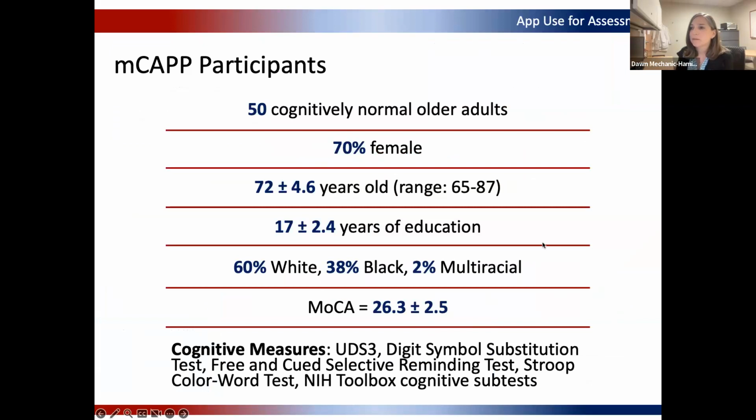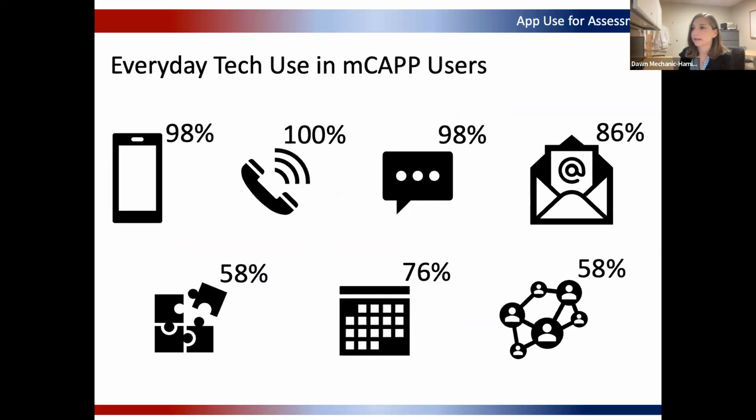This is our group thus far. So 50 cognitively normal individuals, 70% female, so a bit of skew there. About 72 years old, highly educated. This is a function of our cohort. And I think this is an area where we definitely want to work on getting a wider range of individuals with educational status. We have 60% white, 38% Black, and 2% multiracial individuals in our cohort, and average MoCA was 26. And these are some of the cognitive measures that we're doing in addition to the yearly UDS testing.